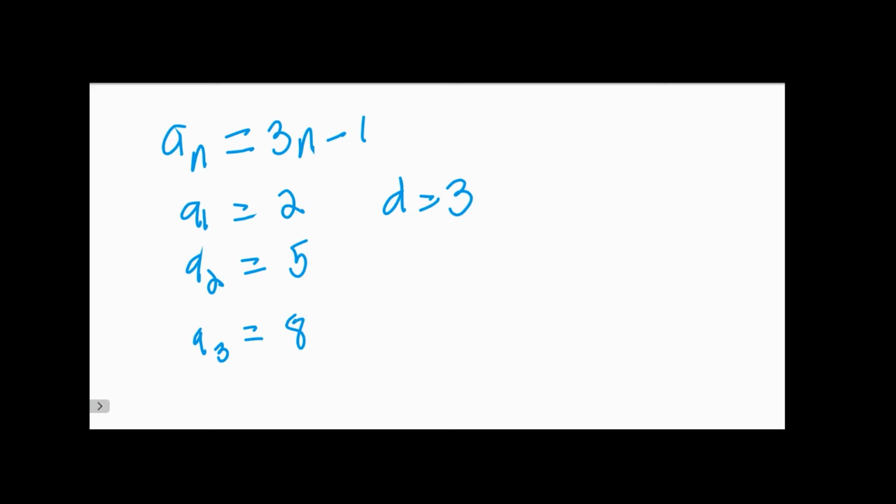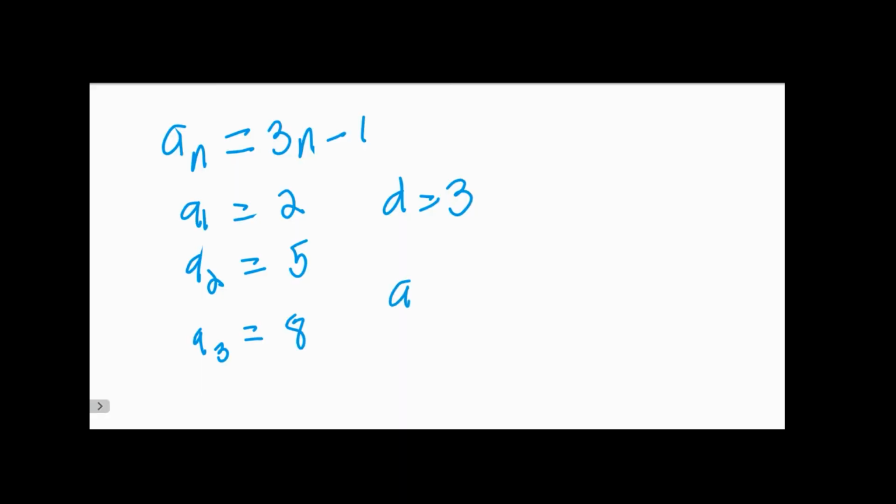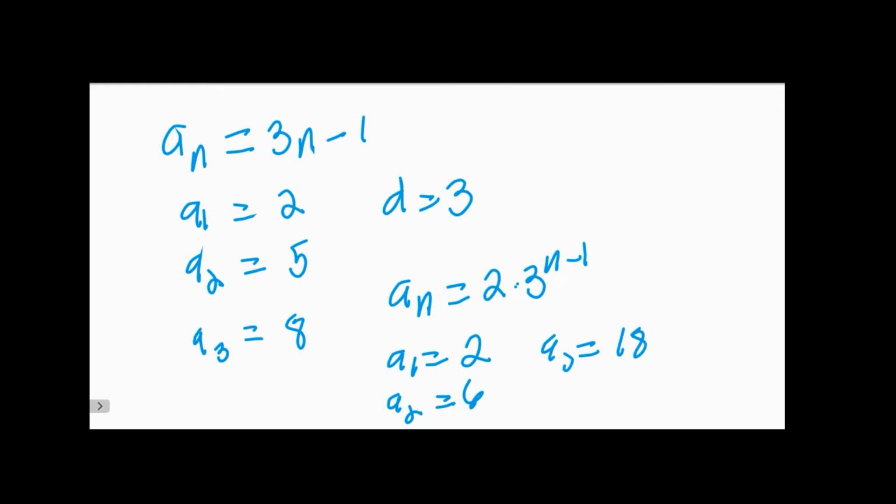And for the geometric sequence I spoke of, the terms were 2, 6, 18, 54, and so on. The rule for it would be a_n equals 2 times 3 to the power of n minus 1. If I plug in 1 for n, this would be 2 times 3 to the 0 power, which is just 2. If I plug in 2 for n, this would be 2 times 3 to the first power, which is 6. If I plug in 3 for n, this would be 2 times 3 squared, or 2 times 9, which is 18, and so on.